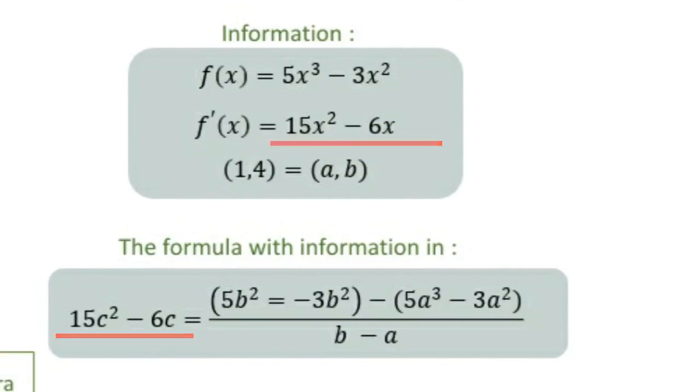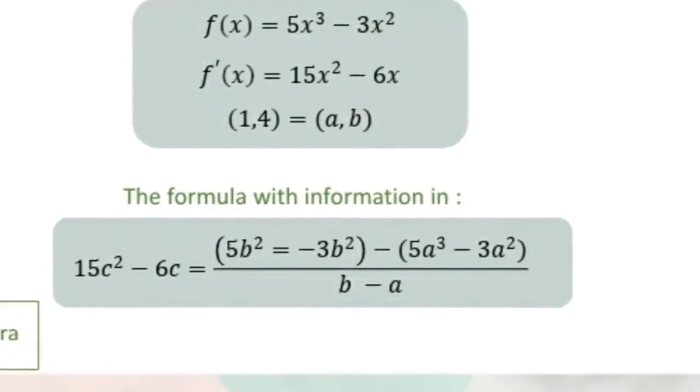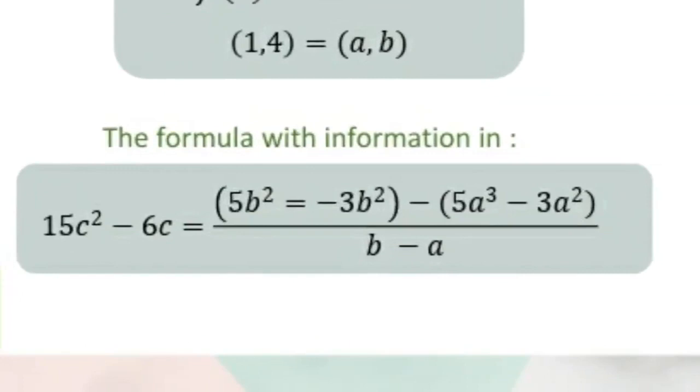So, the formula with information is 15c squared minus 6c equal to 5b cubed minus 3b squared minus 5a cubed minus 3a squared, divided by b minus a.